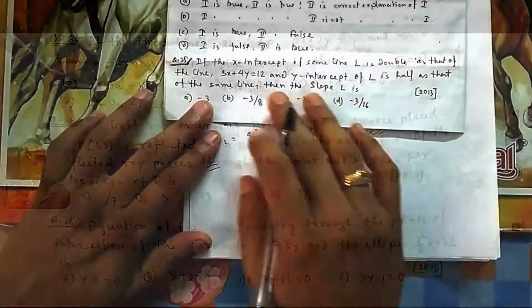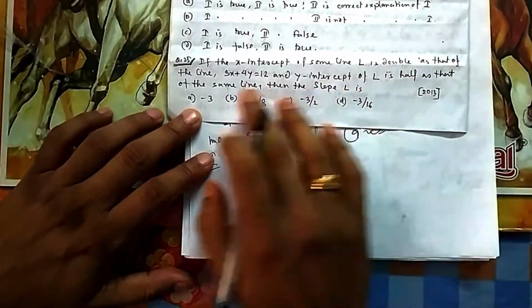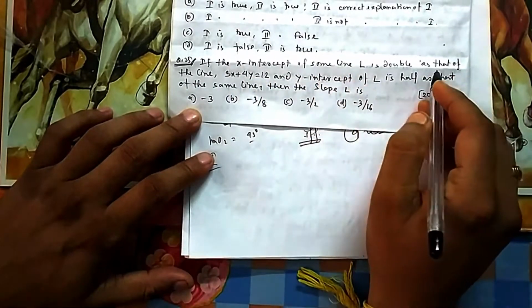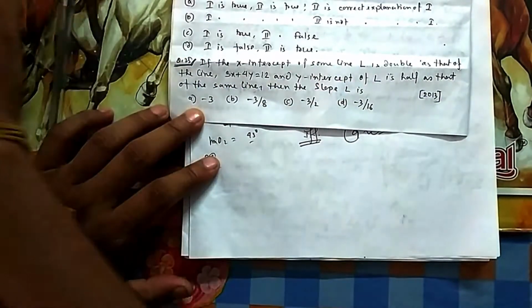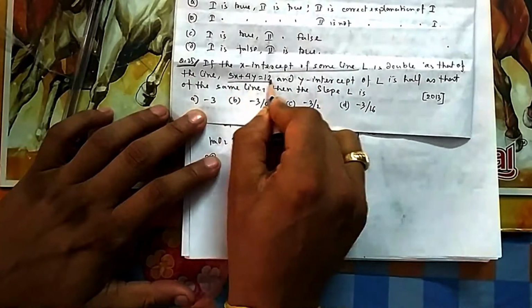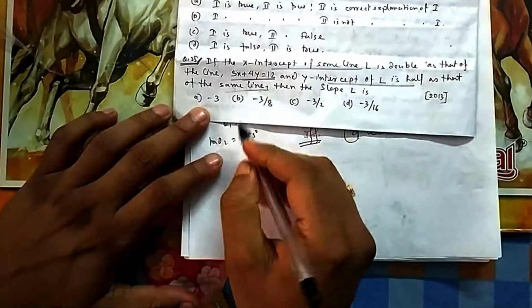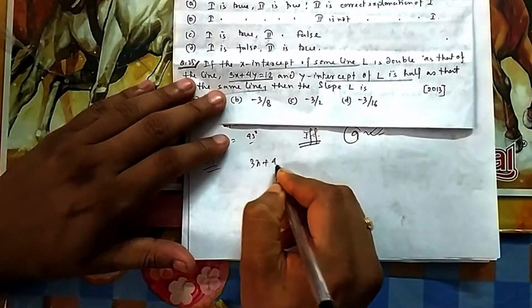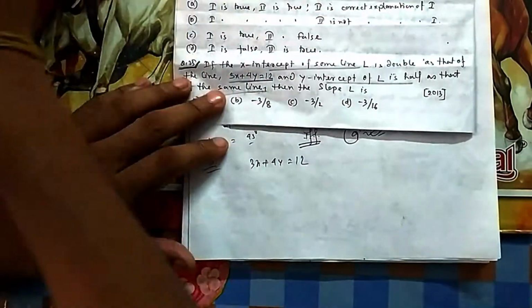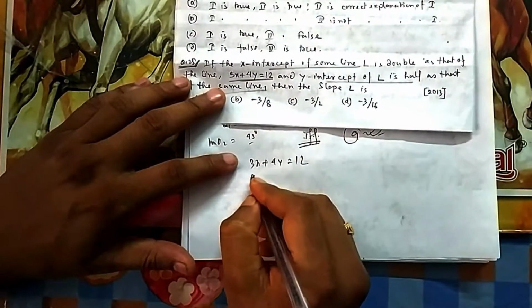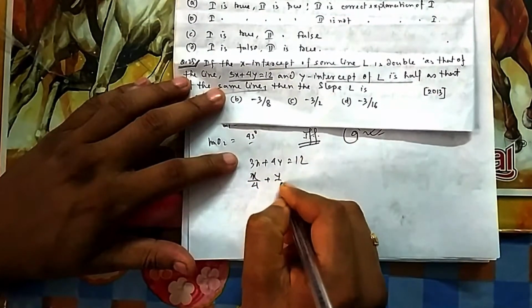Now 25. If the x-intercept of some line L is double that of the given line, its x-intercept is double that of this line and its y-intercept is half of the same line. So let me calculate the x-intercept and y-intercept of this line, because it is compared with this line. If we divide by 12, it will be x by 4 plus y by 3 equal to 1.